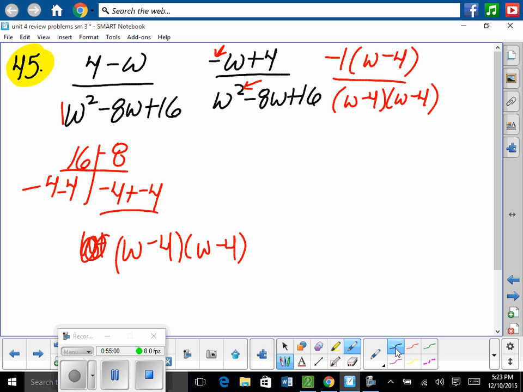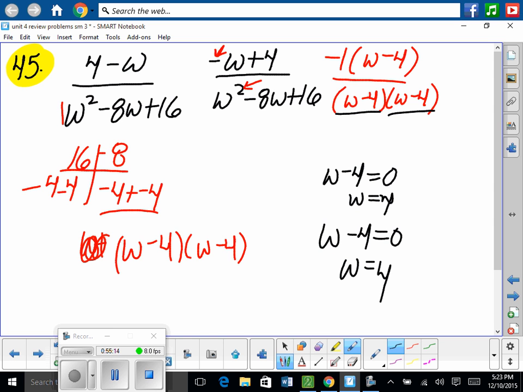Before you divide anything out, we restrict our bottom. So W minus 4 cannot equal 0, and W minus 4 cannot equal 0. So I get W is not equal to 4, and W is not equal to 4. Okay, so now that we have restricted our domain, we can now divide exact factors out.